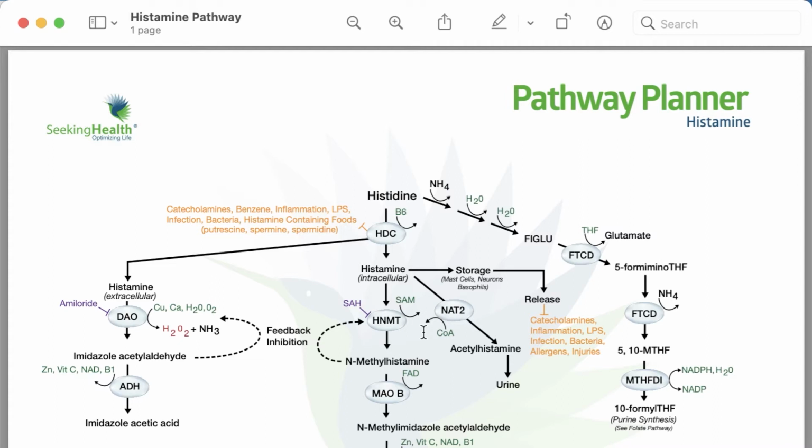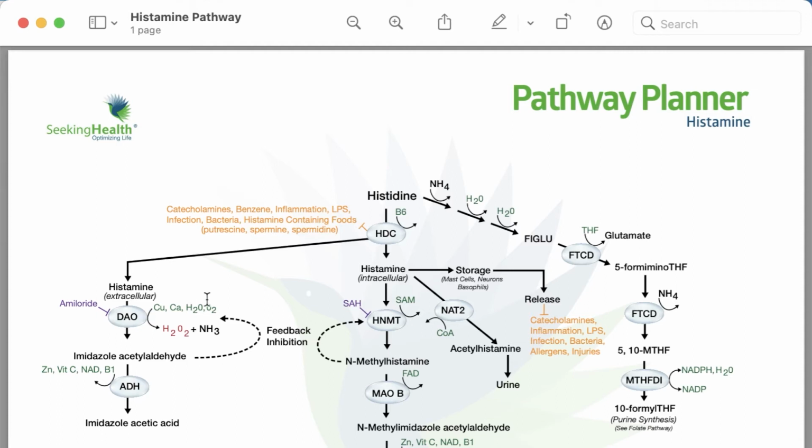but clinically, what we really need to focus on are the DAO enzyme, the Diamine Oxidase enzyme, and the Histamine-N-Methyl-transferase enzyme here. So what we need to know is that the DAO enzyme is found in most organs. It's very plentiful in the gut, especially the small intestine. It's also found in the large intestine. It's also found in the prostate, the kidneys, and the placenta.